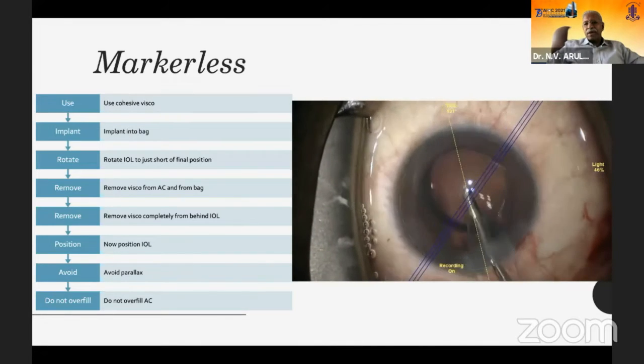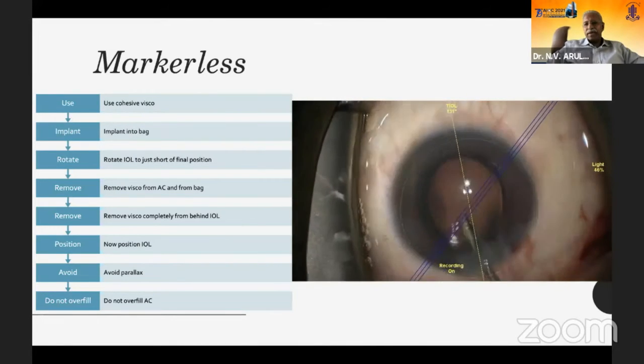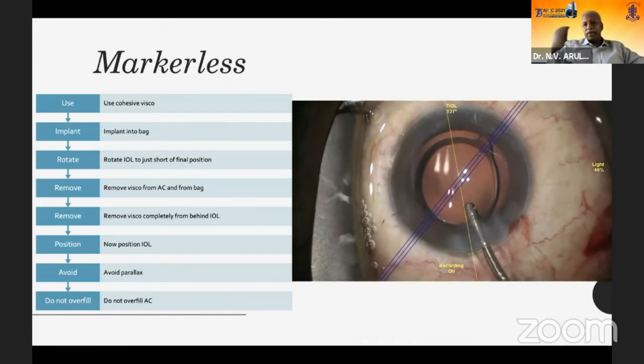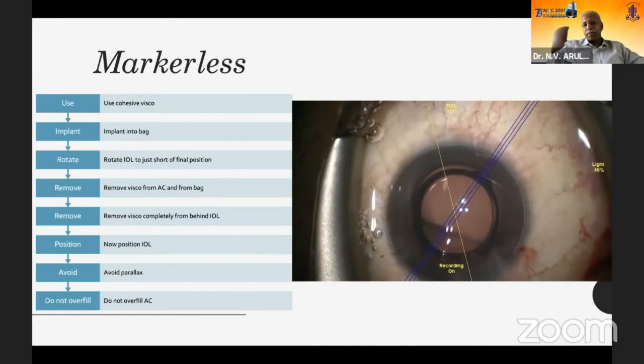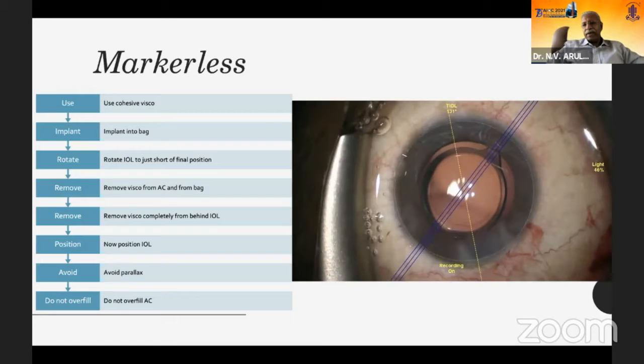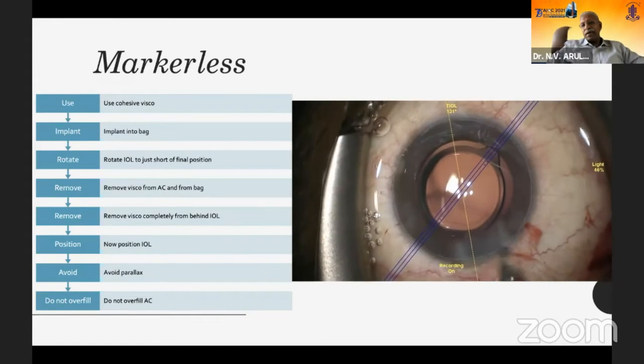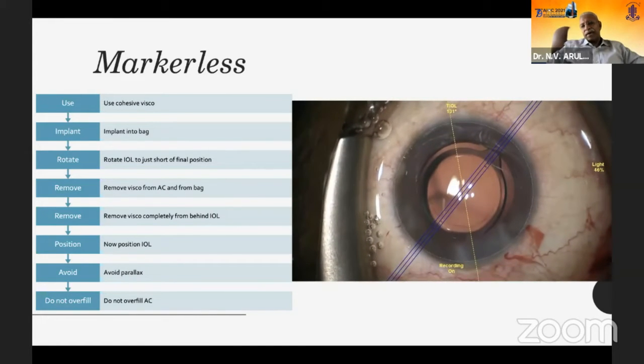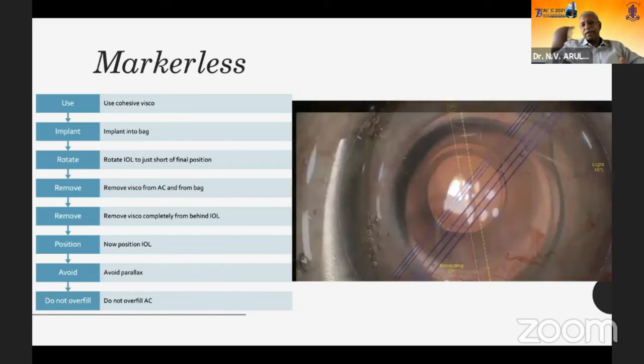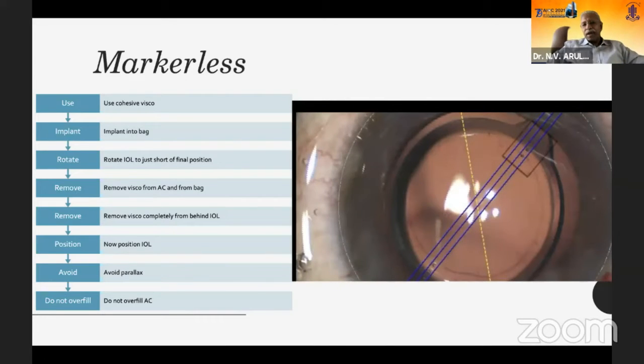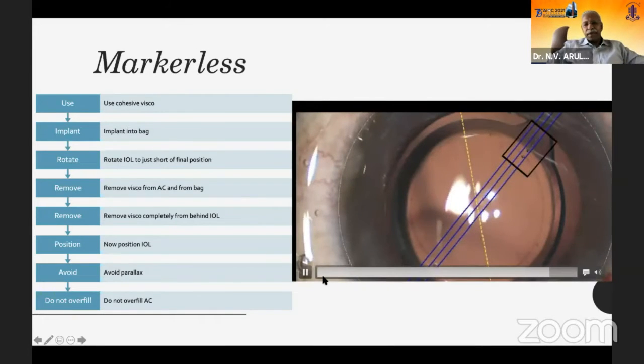The last bit of positioning of the IOL is done after viscoelastic has been aspirated out of the bag. And you align the toric mark on the Callisto marking. This makes it very, very simple. Here, please note that the Purkinje images are all overlapping. This is important to avoid parallax.